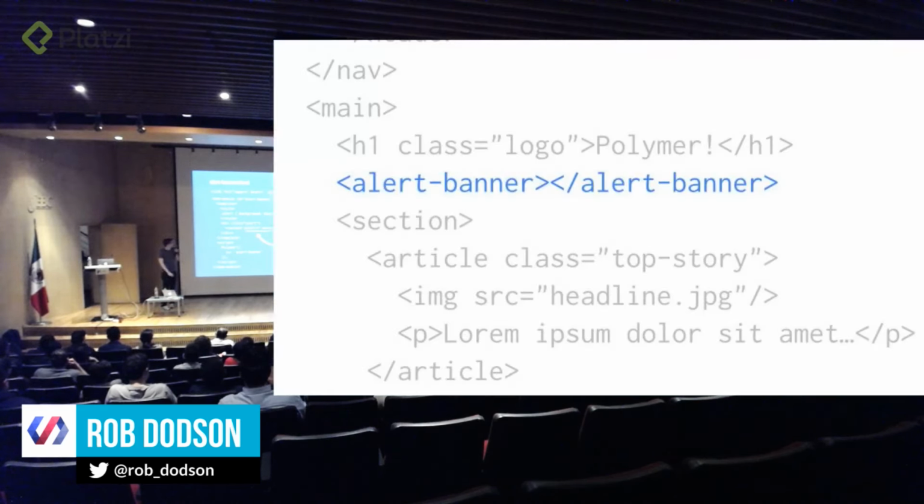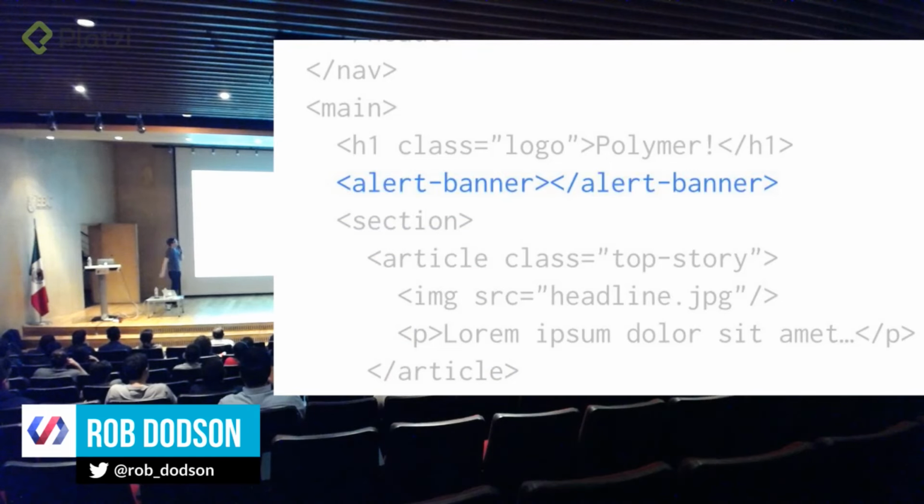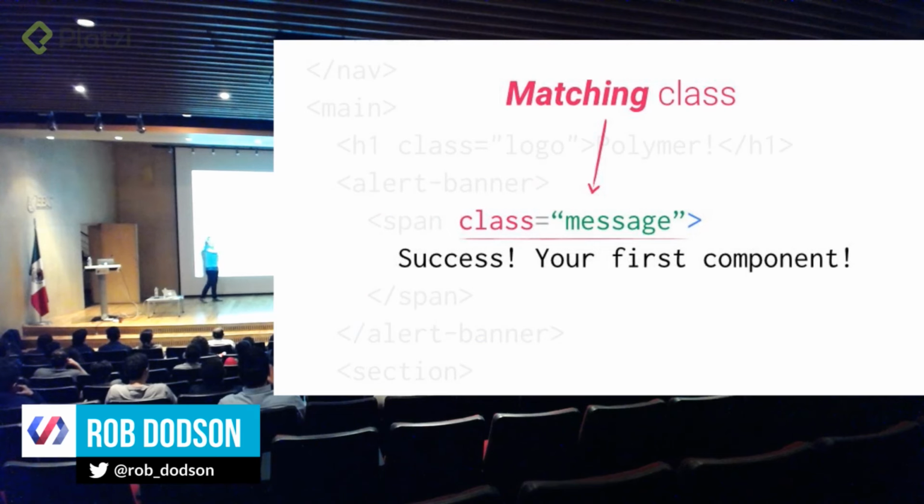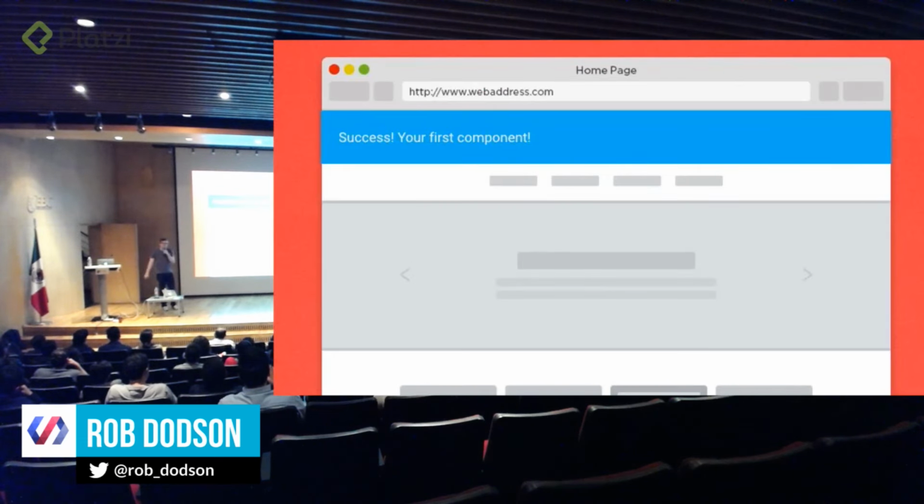So what this means is someone's using an alert banner, and they drop in a span that has that matching class, right? And now this text is going to render inside of the component instead of what I had before. So now you see some brand new text up there.